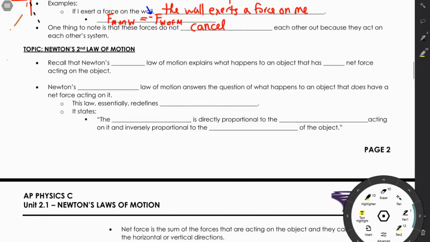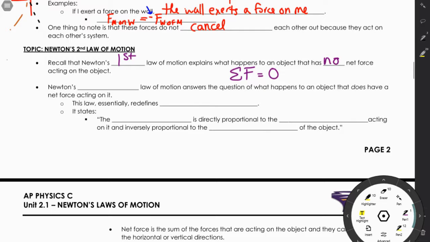All right, so here's the last of the Newton's laws of motion in terms of the more conceptual area. The reason why we do this one last is because this leads into the mathematics of Newton's laws. So one thing to note is, recall that Newton's first law of motion explains what happens to an object that has no net force. So that's when the sum of the forces, which is what our net force is, is going to equal 0.